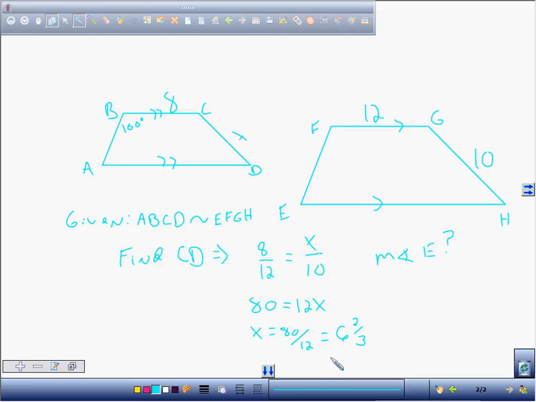Could you find that? 80, right? Because in similar figures, all the angles have to be congruent. So if this is 100, this is 100. And if these are parallel, these are supplementary. So angle E would have to be 80. Any questions so far? No.